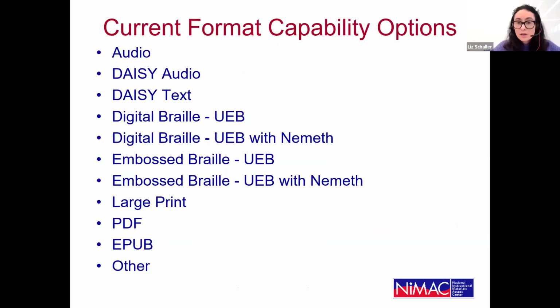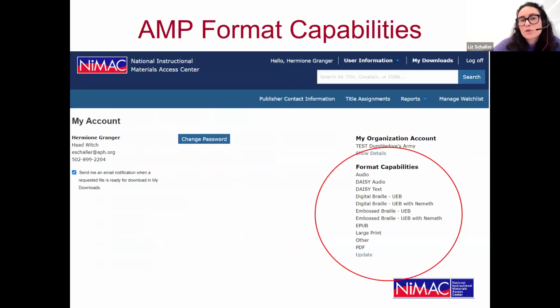Here is a list of our current options. They include audio, DAISY, both digital and embossed Braille, differentiating between UEB and UEB with Nemeth, large print, PDF, EPUB, and other. This is a screenshot of your account, which I will show you later, where your format capabilities, the ones you've currently selected, are listed. And you'll see at the bottom there an update button where you can go and make changes to that list.